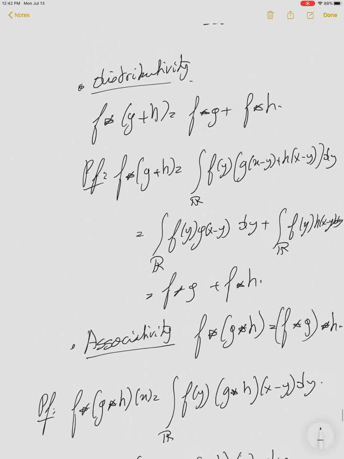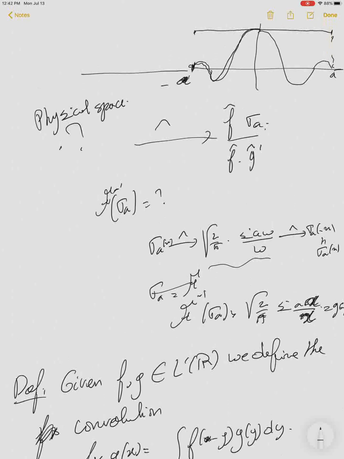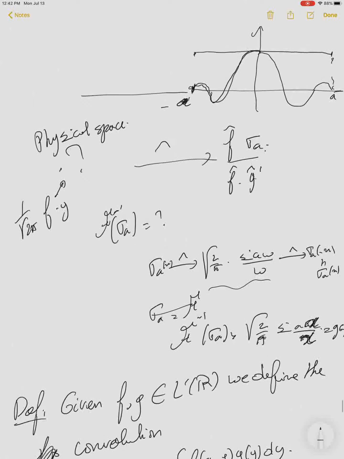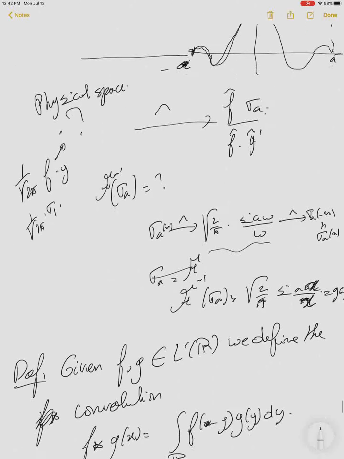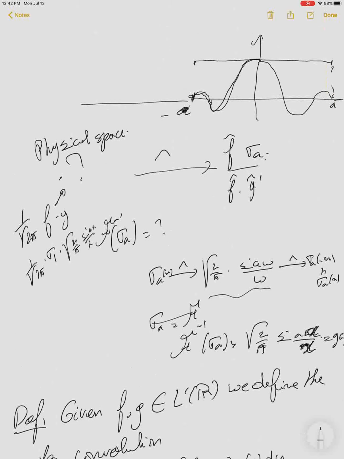Which means, in this motivation, if I want to get f hat times g hat, I should have started with 1 over radical 2 pi f times g. And what was f in this case? My f was sigma 1, and my g was square root of 2 over pi sine ax over x, and then I will get the signal I need.